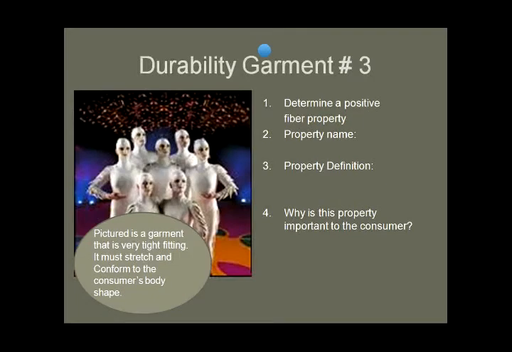Garment number 3. Pictured is a garment that is very tight-fitting. It must stretch and conform to the consumer's body and shape. Number 1, determine a fiber property. Number 2, state the property name. Number 3, define the property. And number 4, tell why the property is important to this consumer.